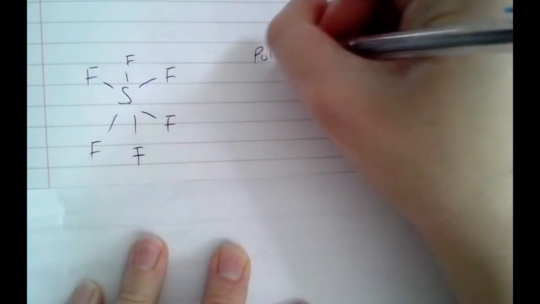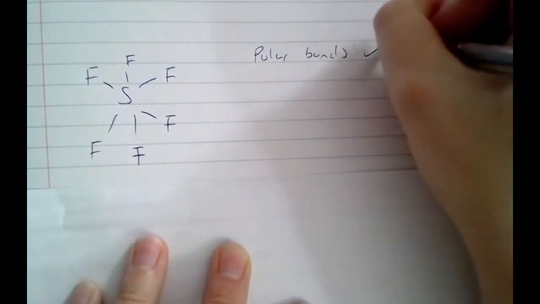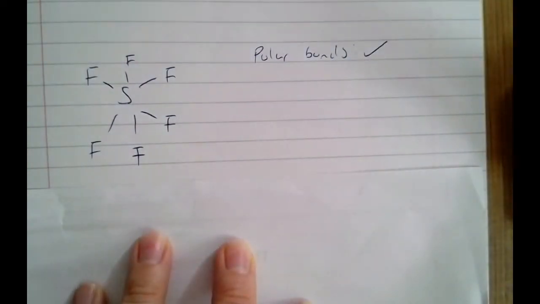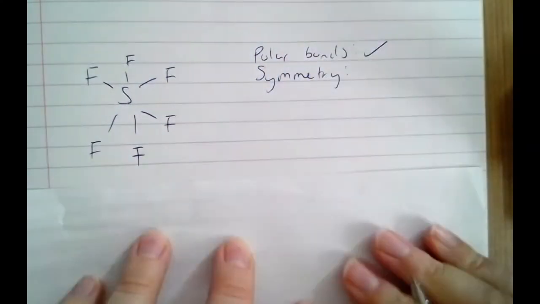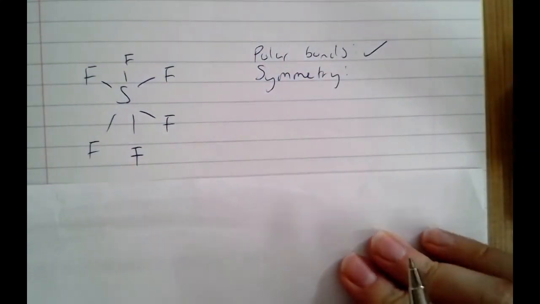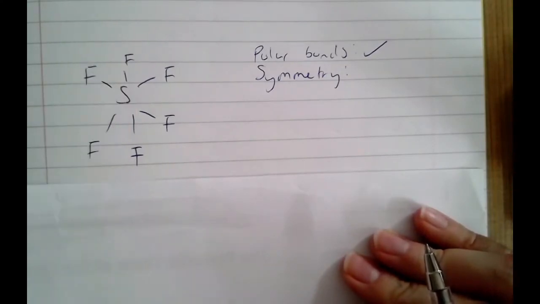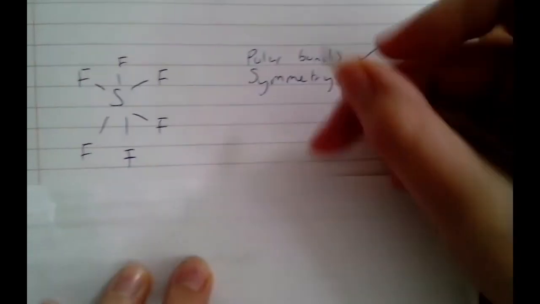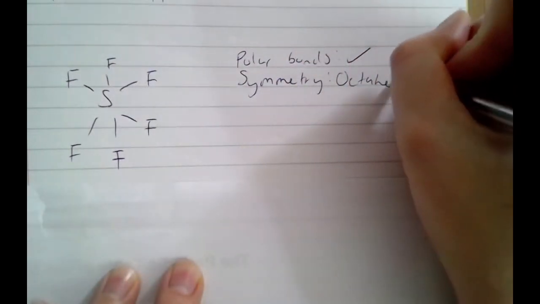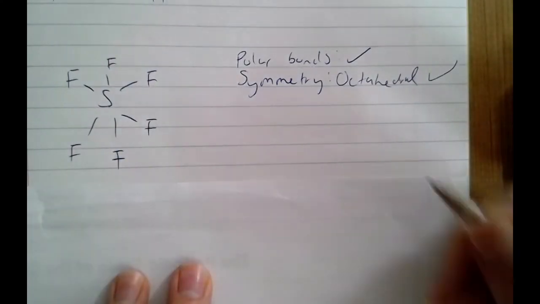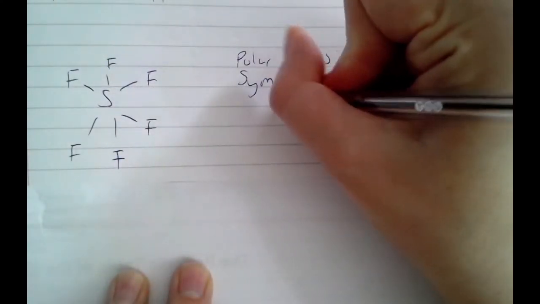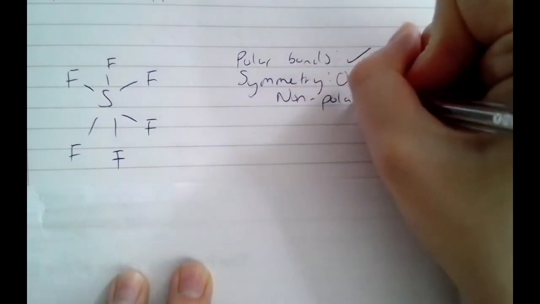Last one, SF6. Do I have polar bonds? Yes, I absolutely do. As I mentioned already, fluorine's the most electronegative atom. Do I have symmetry? I've got 6 bond pairs around sulfur. I've got no lone pairs. I know I've got no lone pairs because sulfur is in group 6. It's only got 6 electrons in its outer shell and it's forming 6 bonds. 6 bond pairs, no lone pairs is octahedral. Octahedral is a symmetrical shape and all of my bonds are exactly the same. I've got perfect symmetry, my dipoles cancel, overall it is non-polar.